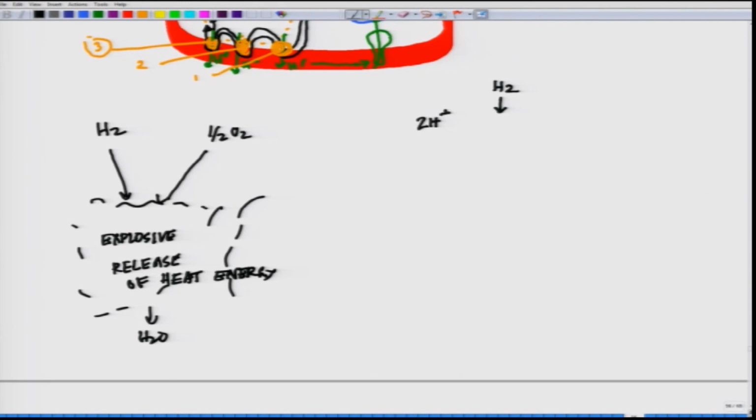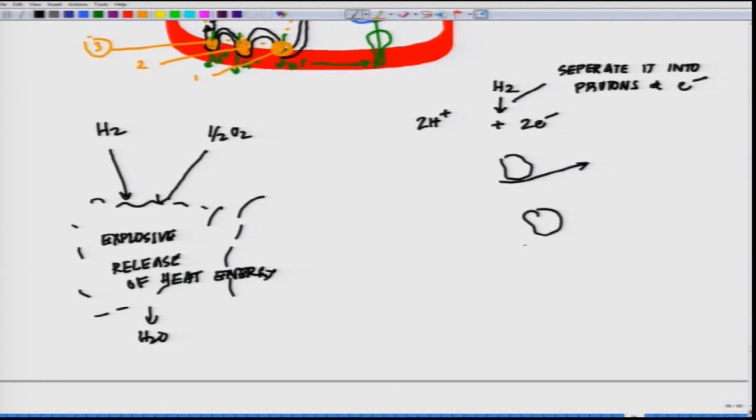It is doing something like this: 2H plus 2 electrons. It separates it into protons and electrons, and then allows the electrons to roll through different proteins of different electron capturing ability, and allows these 2 electrons to flow through slowly.